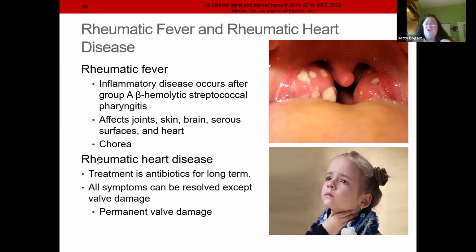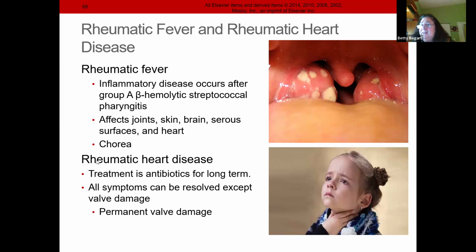All of a sudden the joints get inflamed, the skin gets a rash, and then it gets to the point where they go into chorea, where they can't control their movements. The one thing that can't be turned around once we determine it's rheumatic fever is heart valve damage. Usually the mitral valve gets damaged in rheumatic fever. So rheumatic fever is due to a strep infection.